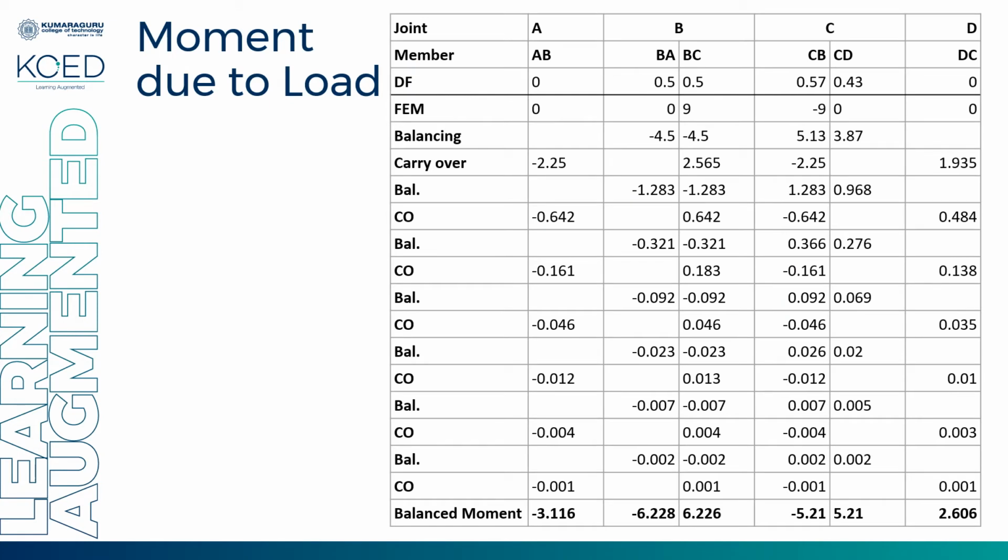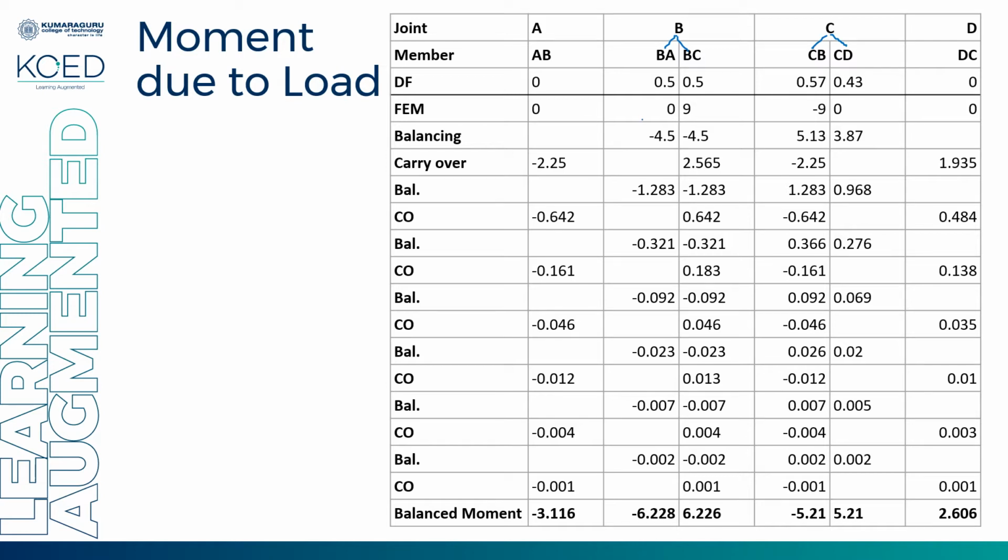Now I will frame my distribution table. The first row will be joints, the second row will be members. At joint A I have only one member AB, and at joint B I have two members BA and BC. Similarly at joint C I have two members CB and CD, and at joint D I have only one member DC. My third row will be distribution factor and my fourth row will be fixed moments.